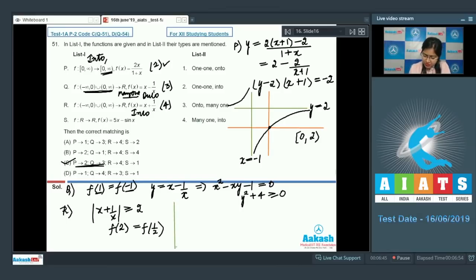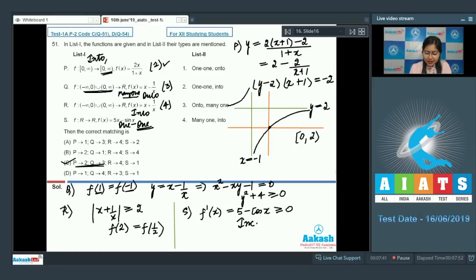Also, now let's talk about option number S, which says that f(x) is equal to 5x minus sin x. So let's find f dash x here. That will be equal to 5 minus cos x. Now cos x goes from minus 1 to 1. So this is definitely greater than or equal to 0, which means that it is an increasing function. That is, it's an increasing function, which means that it will always be 1-1.